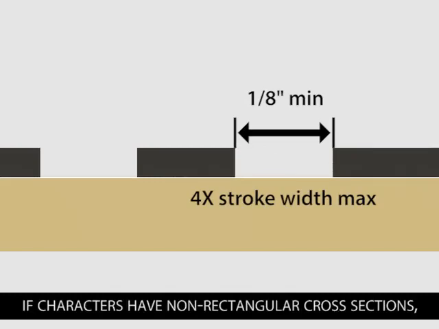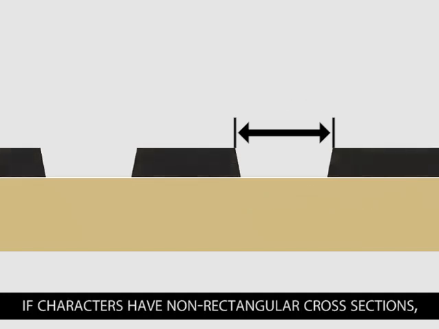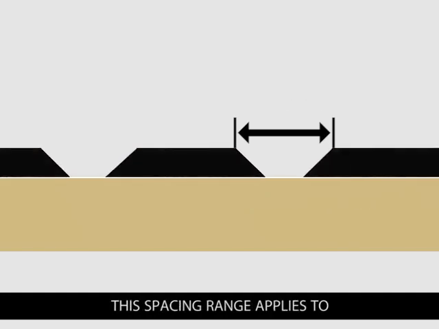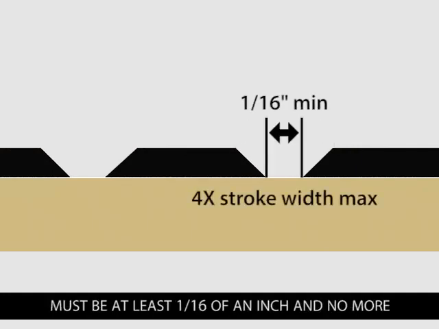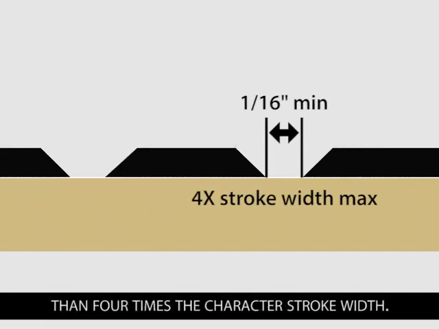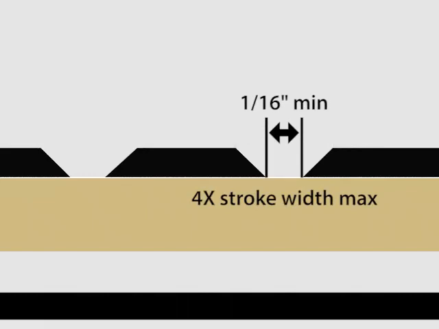If characters have non-rectangular cross-sections, this spacing range applies to the top of the cross-section. The spacing at the base of the cross-section must be at least 1/16 of an inch and no more than 4 times the character stroke width.